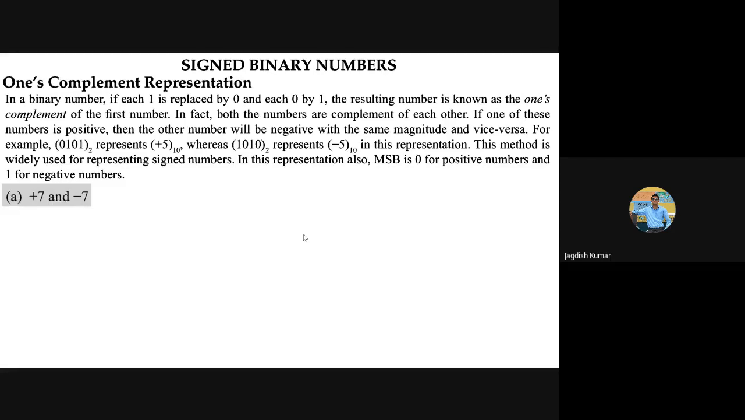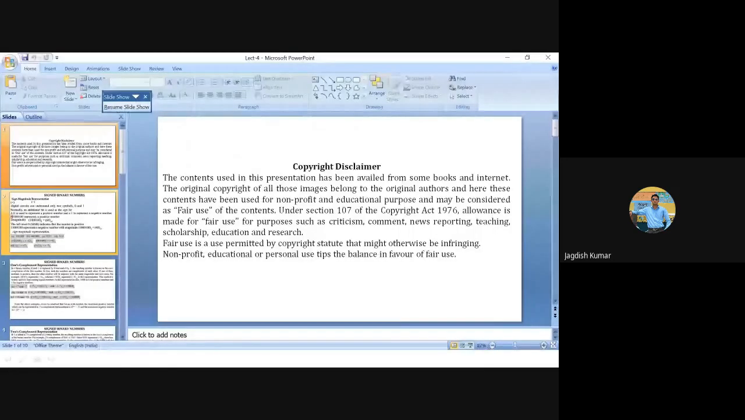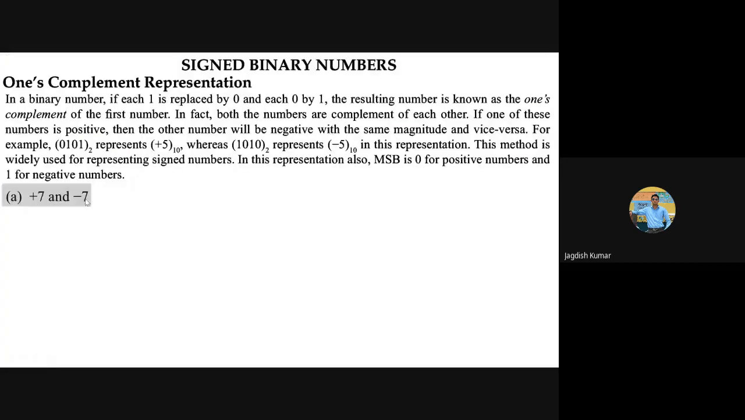So now let me give you this as a quick homework, not a homework, but just you do the conversion for these numbers in ones complement. How can you represent +7 in ones complement, and how can you represent minus 7 in ones complement? You do it in your notebook and then let me know what you are getting. Yes, please.